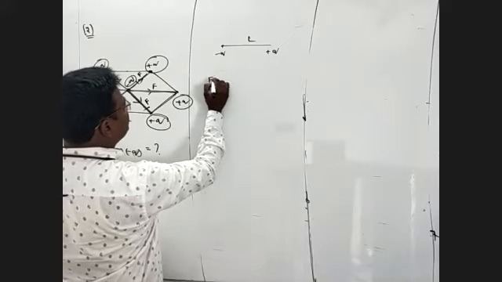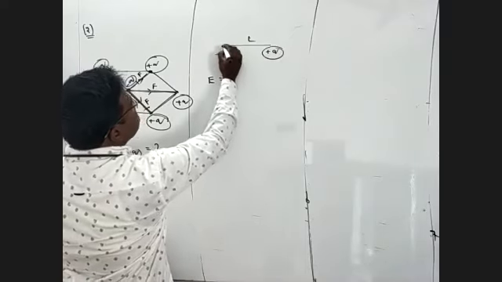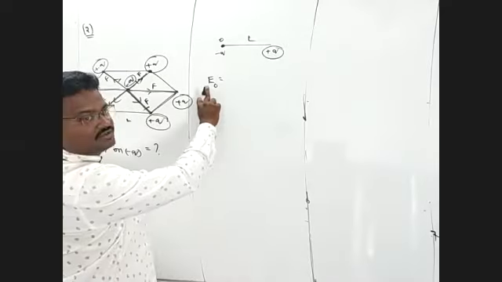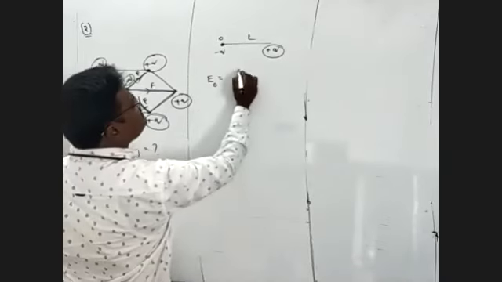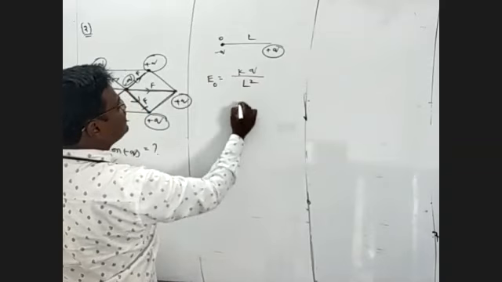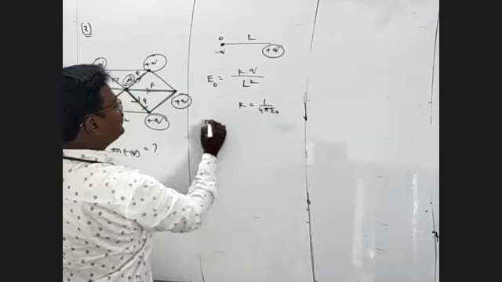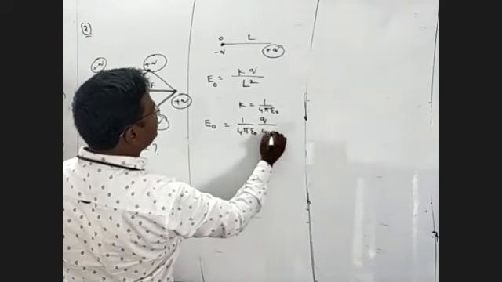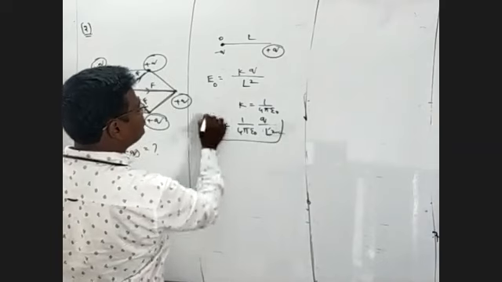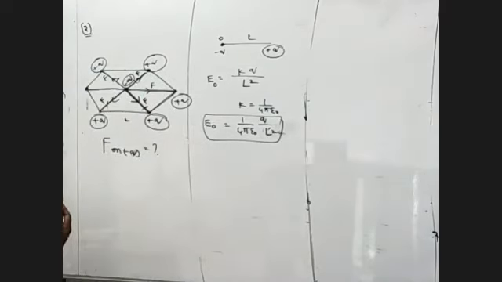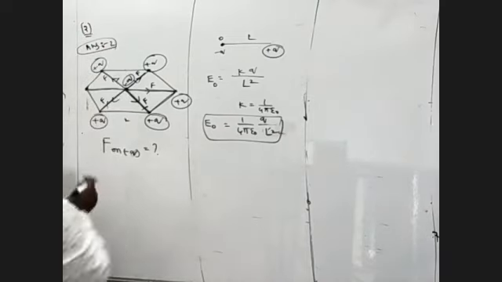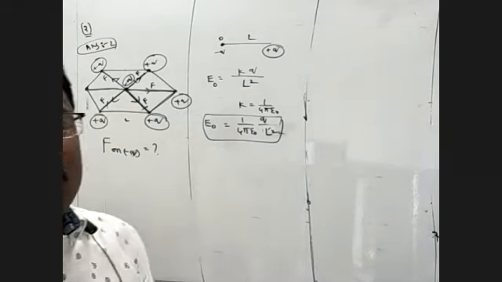Now, what is the electric field? E is equal to K Q by, at the center point, we have to find the electric field at the center due to charge Q at distance L. K means 1 by 4 pi epsilon naught, so E is Q by 4 pi epsilon naught L square. This is the given answer, second option. Answer is second option. That is your answer.